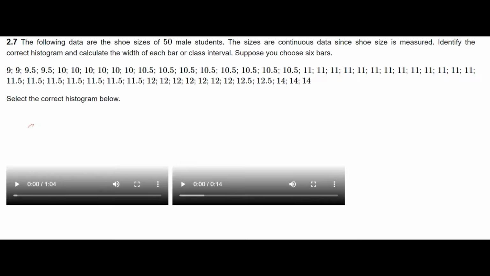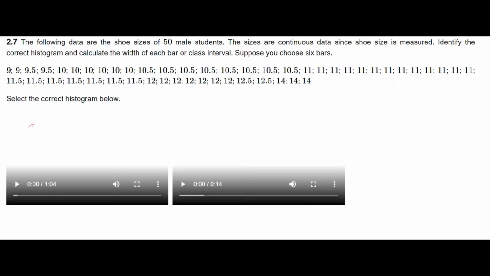Now let's do an exercise in which we have a data set consisting of shoe sizes of 50 male students. The sizes are continuous, and we have to identify the correct histogram and calculate the width of each bar or class interval. And we are advised to choose 6 bars, which makes sense because the data starts from number 9 and ends at number 14, and 14 minus 9 is 6. So we can easily construct 6 intervals.